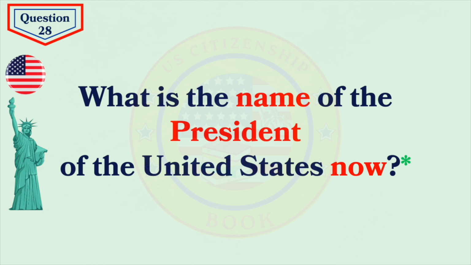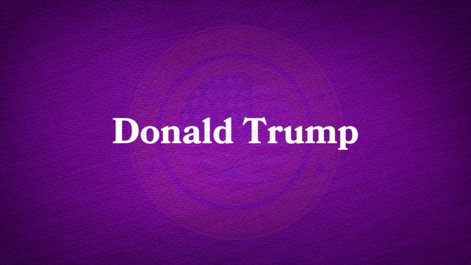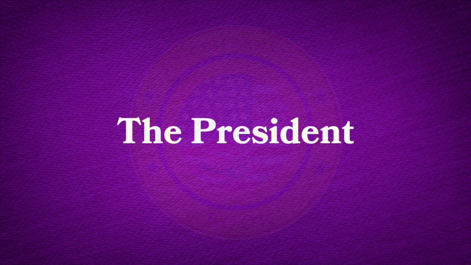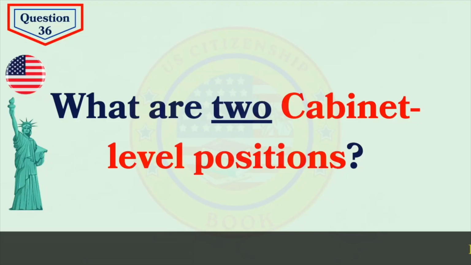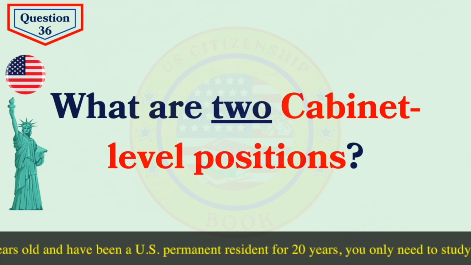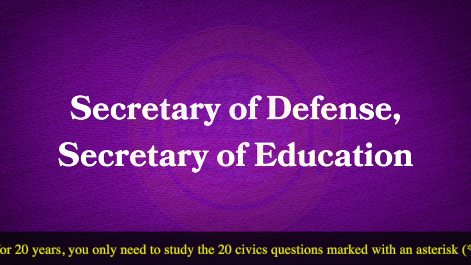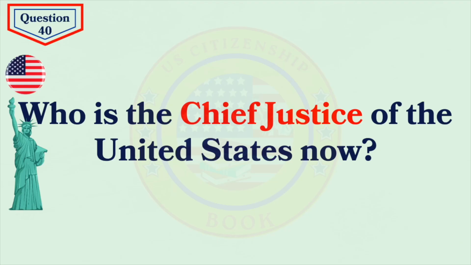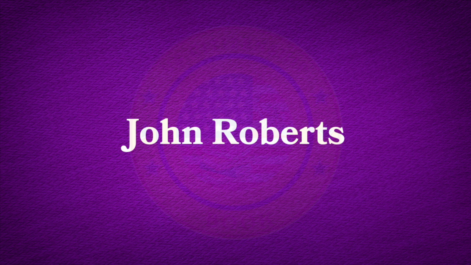What is the name of the President of the United States now? Donald Trump. Who is the Commander-in-Chief of the military? The President. What are two cabinet-level positions? Secretary of Defense. Secretary of Education. Who is the Chief Justice of the United States now? John Roberts.